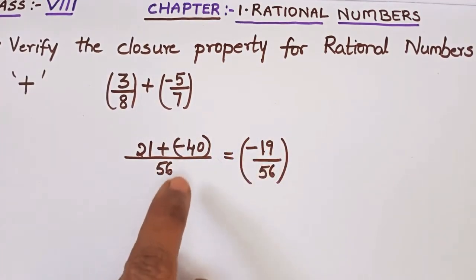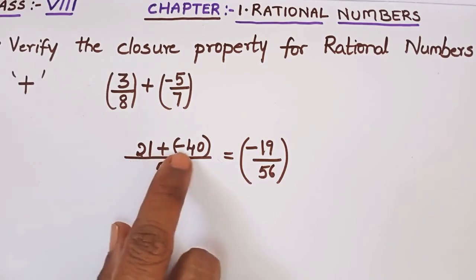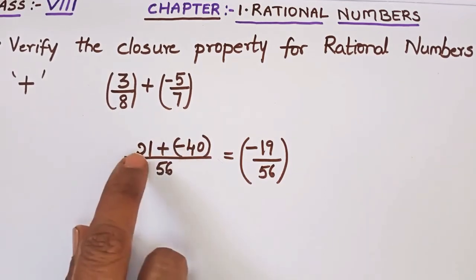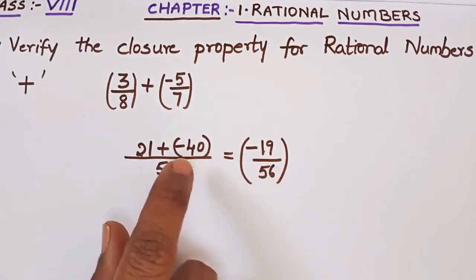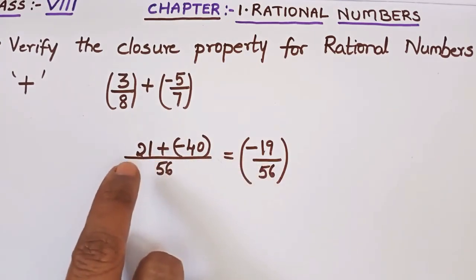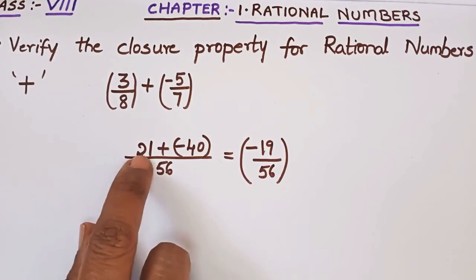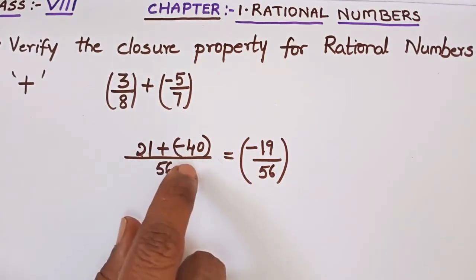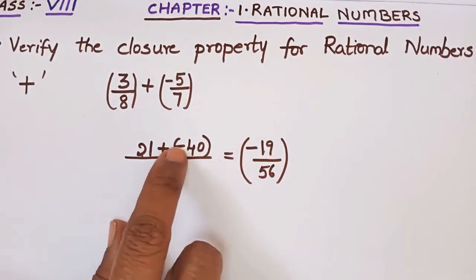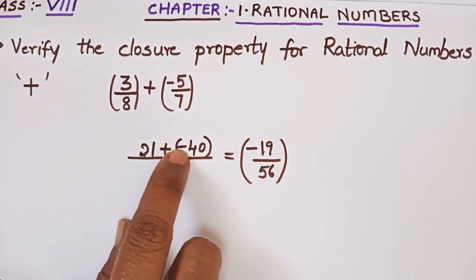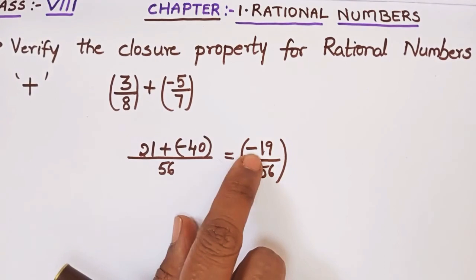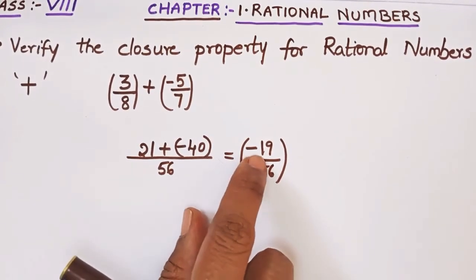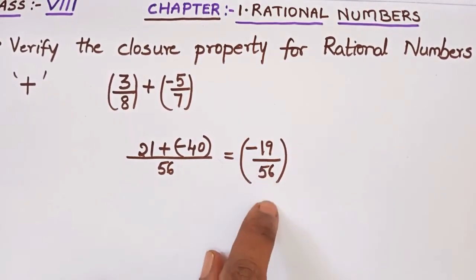So we are taking the sign of the higher number. But be careful, children. Actually, minus numbers are all smaller than positive numbers, isn't it? But while giving the sign, you should not check that. You should consider only the numbers. Okay, 21 and 40. Don't say minus 40. Which is big? 40 is big. So the bigger number has a minus sign, so we give that sign to the answer. So we get here minus 19 by 56.